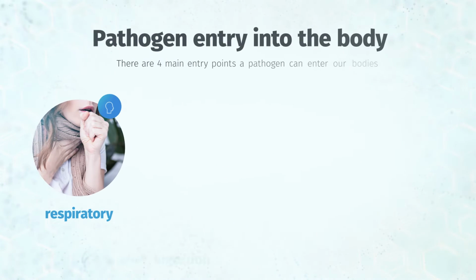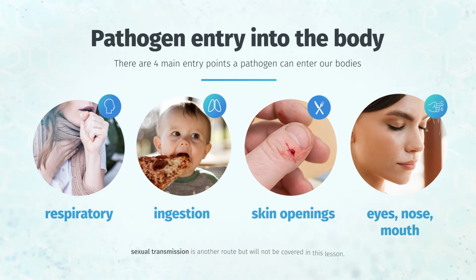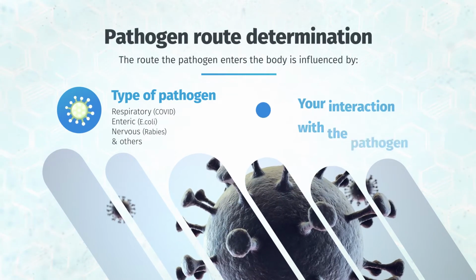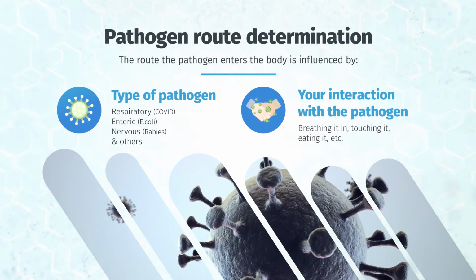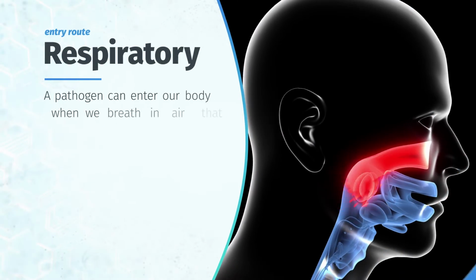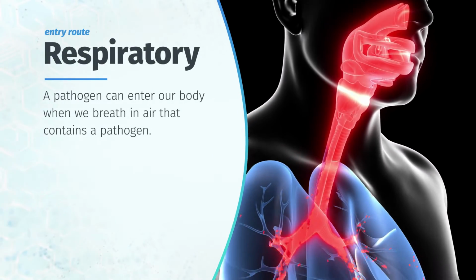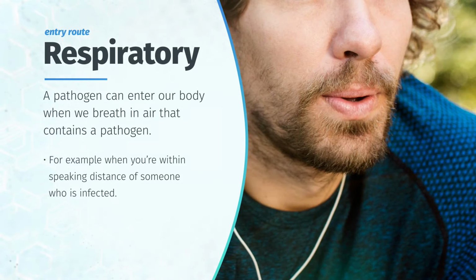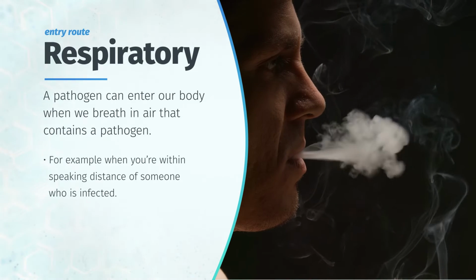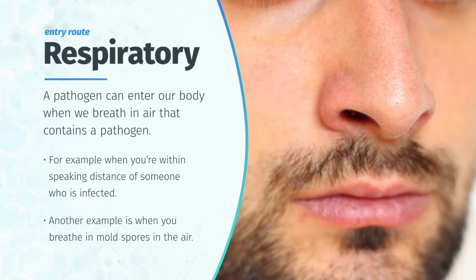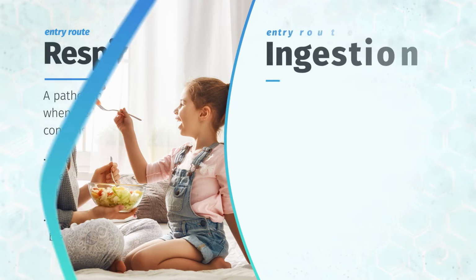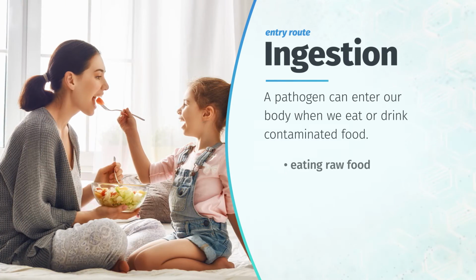So, how do pathogens enter our body? There's actually four main routes of entry: respiratory, ingestion, skin openings, and the wet areas of the eyes, nose, mouth. The route the pathogen enters the body is determined by the type of pathogen and how you interact with it. One route of entry is respiratory, which is when the air you breathe in contains the pathogen. For example, when you're within speaking distance of someone who is exhaling lots of pathogens in their breath, you could inhale that contaminated air. Another example of this is when you breathe in mold spores, which are carried in the air.